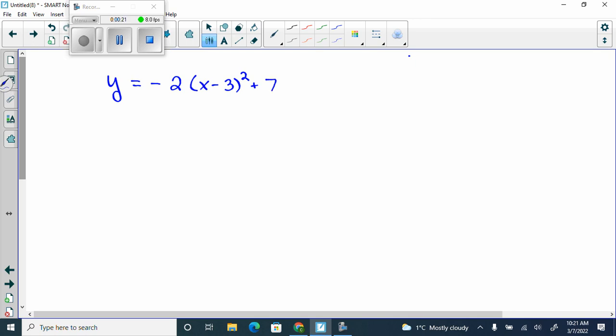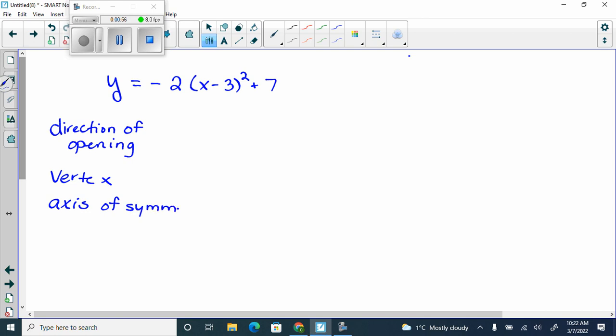Okay. So this is what form? Vertex form, because it gives us the vertex. So, if I give you vertex form, I want you to tell me the direction of opening, the vertex, the axis of symmetry, and the domain and range.